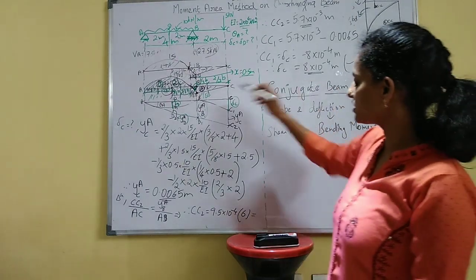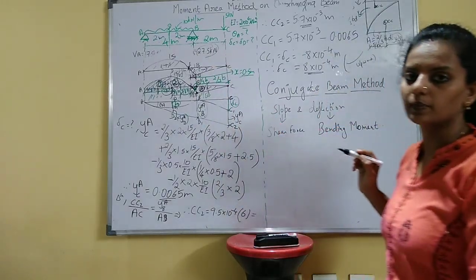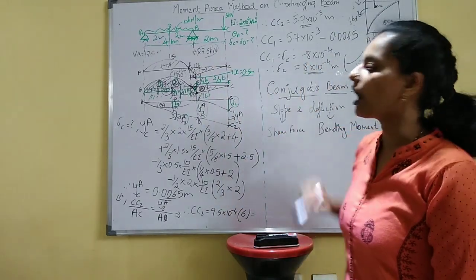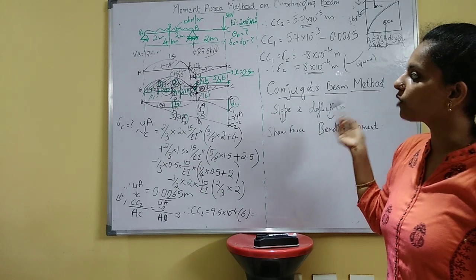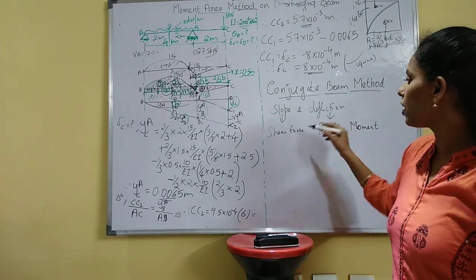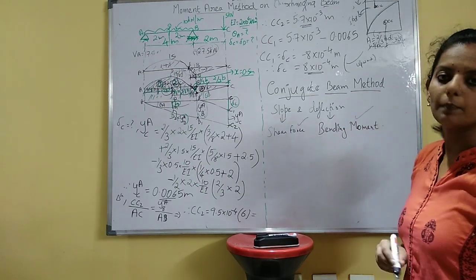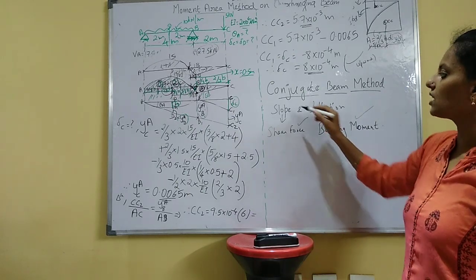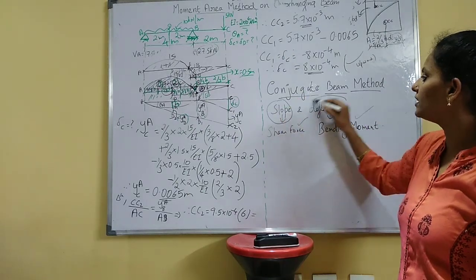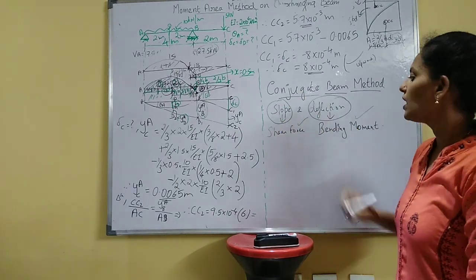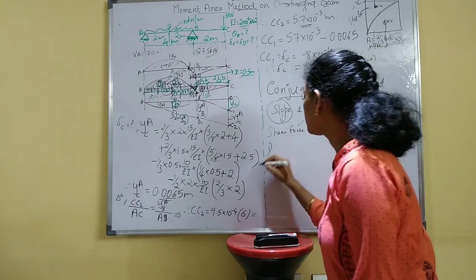Then first, every step is the same. First you have to find out the bending moment diagram, then you draw the M by EI diagram, then from that M by EI diagram you have to find out the shear force and bending moment value. That itself will be the slope of that point and the deflection of that point. And you have to remember here 4 points.